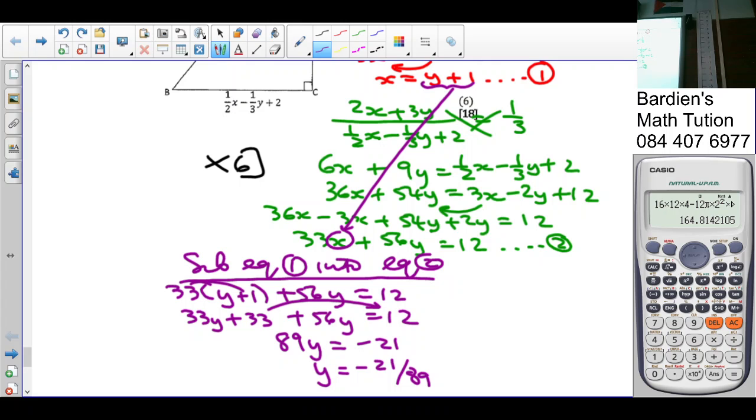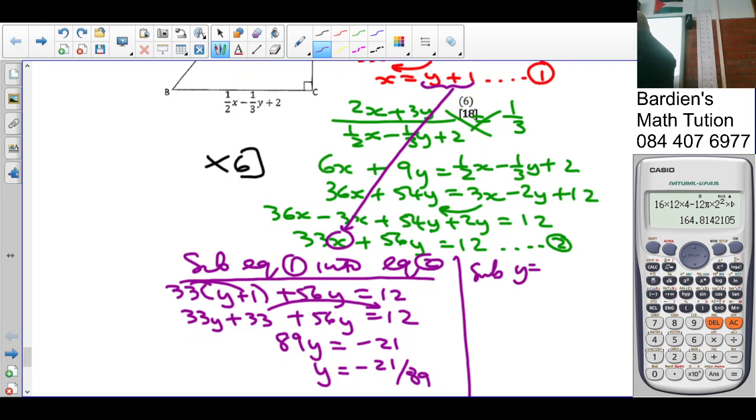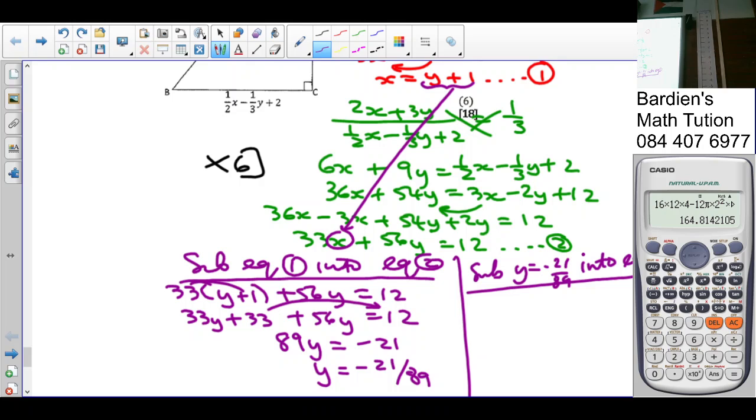Now what? Substitute it back into equation 1. Not so? So we have equation 1. We're going to substitute y is equal to negative 21 over 89 into equation 1. Not so? Okay. So x is equal to negative 21 over 89 plus 1. Okay, this is an answer of 68 over 89.